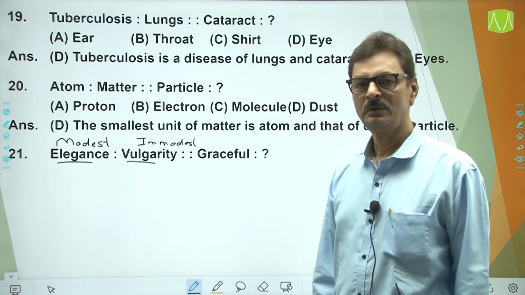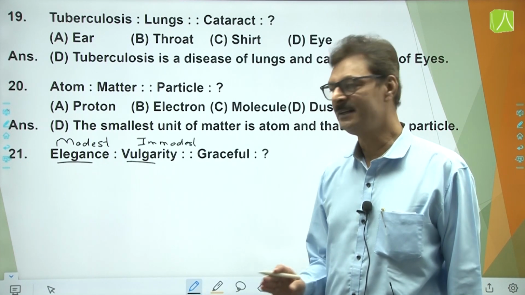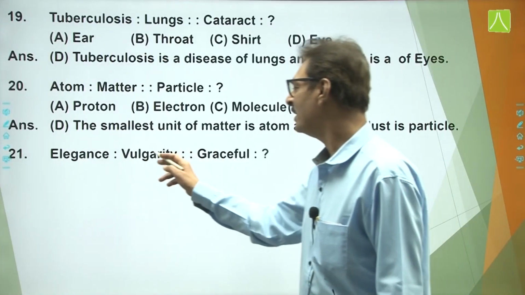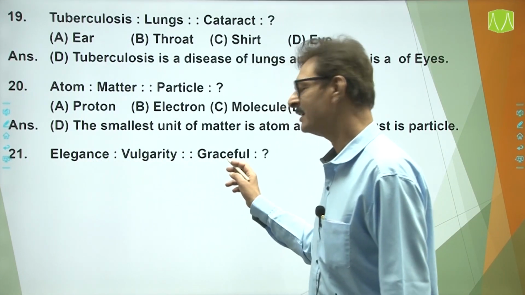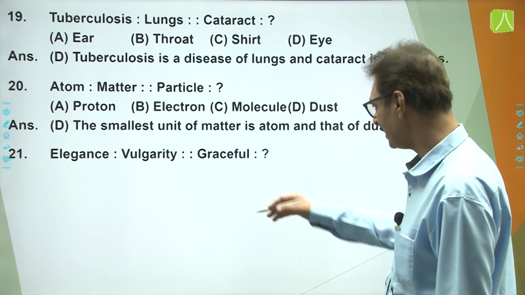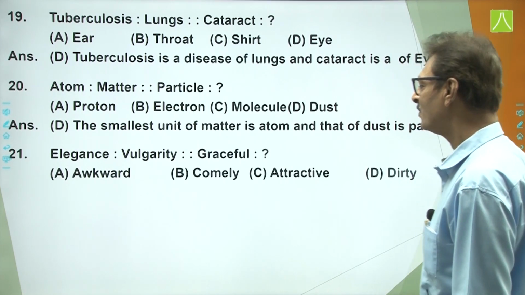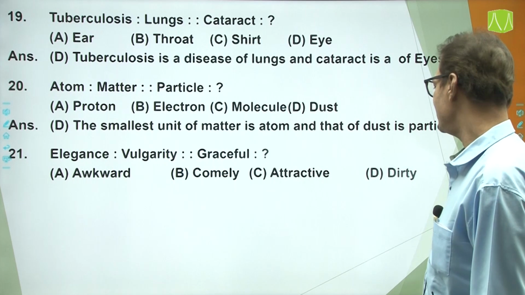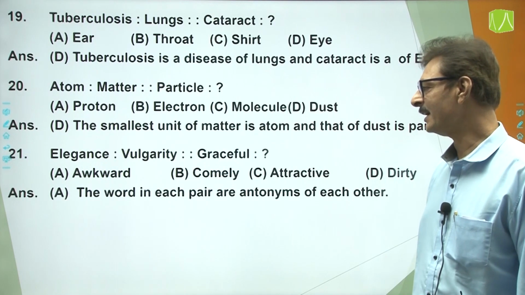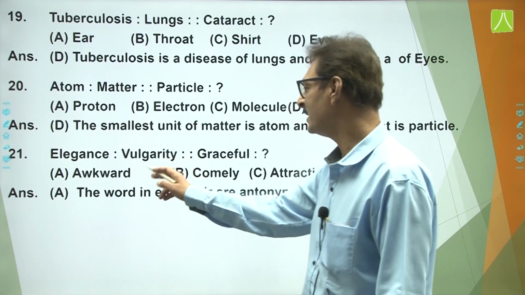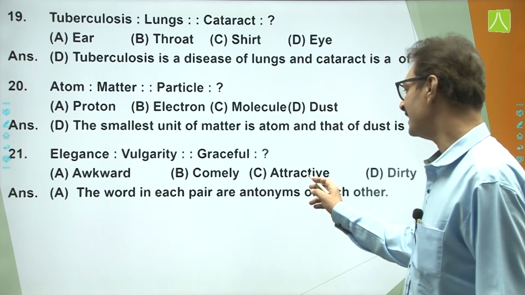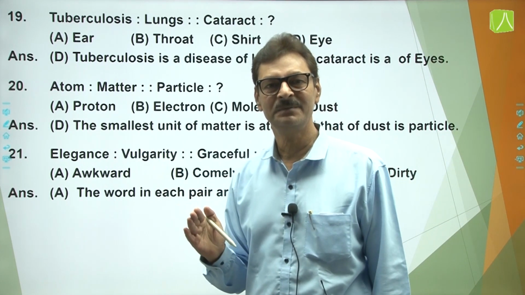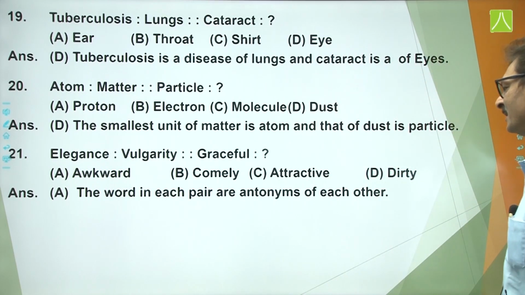So, this is a set of antonyms. So, elegance is to vulgarity, graceful is to what? So what do you have to find here? The synonym of vulgar, because graceful is the counterpart of elegance. What will be the synonym of vulgar? The synonym of vulgar will be the opposite of graceful. Awkward, comely, attractive or dirty. What will be the answer? A, B, C or D. Graceful will be attractive, no, awkward. Yes. Vulgar is awkward, strange, right? Attractive would be the synonym of graceful. What do we need? Its antonym. So identify the relationship. That is very, very important. We have to solve these questions accordingly.